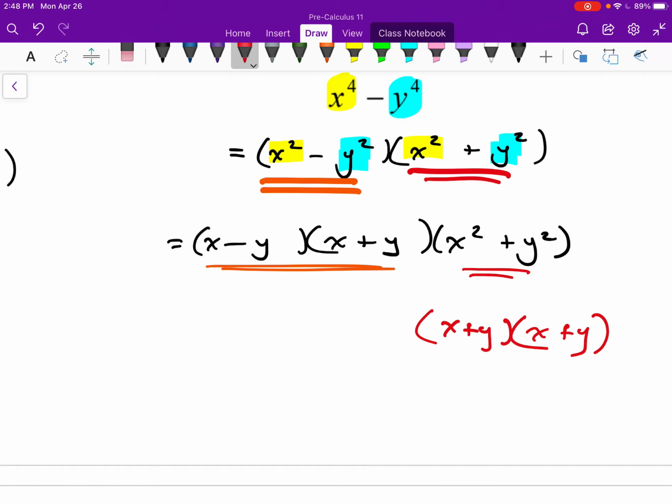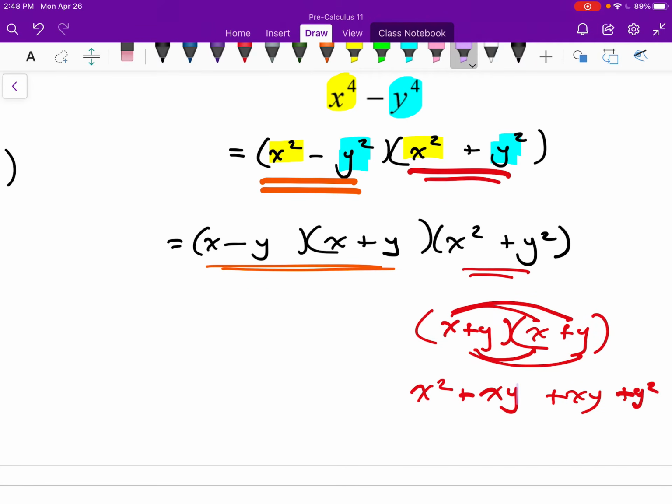Well, no, because if you FOIL this out, you get x times x, which is x squared. You get x times y, which is xy. You get y times x, which is another xy. And then y times y is y squared. And notice we have an xy plus another xy is 2xy. And I don't see that right here, which means these are not the factors.